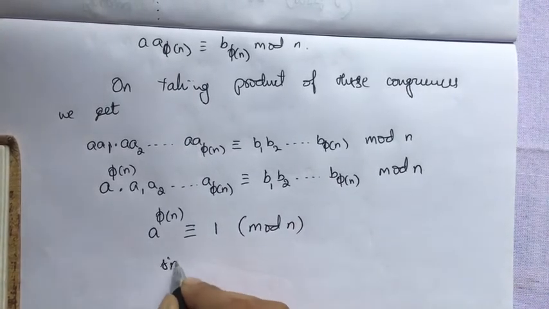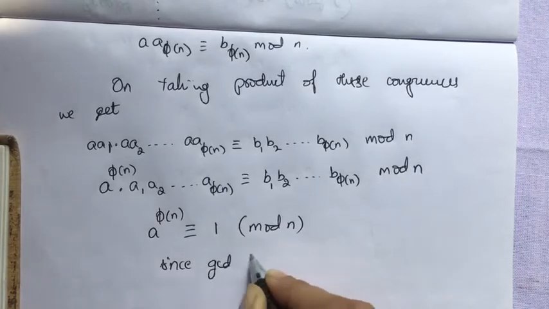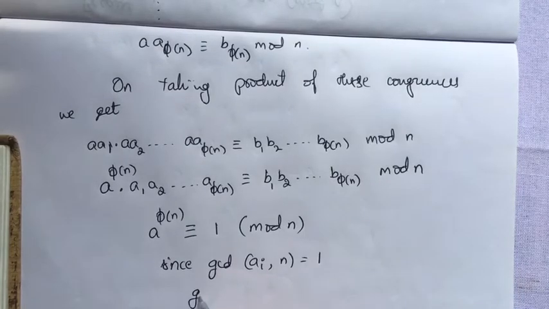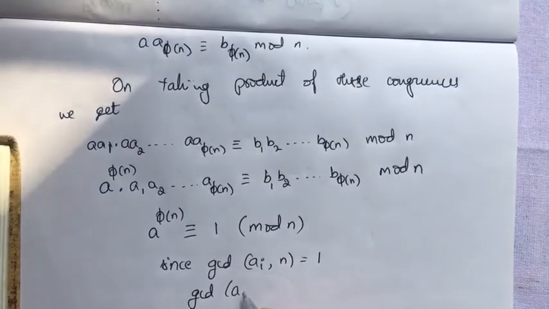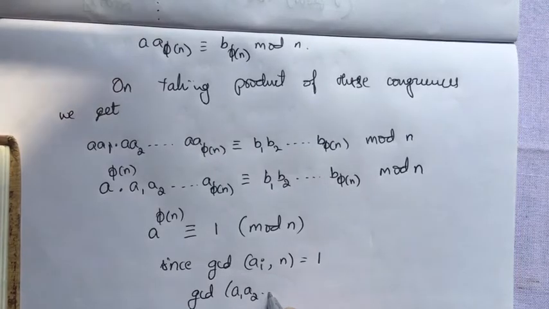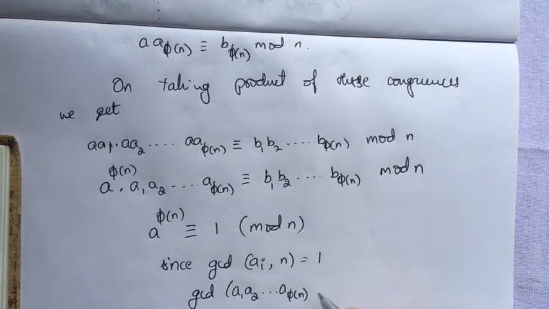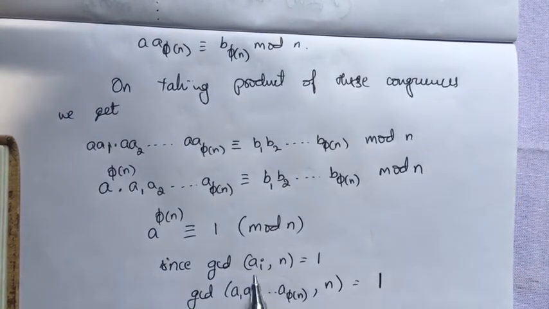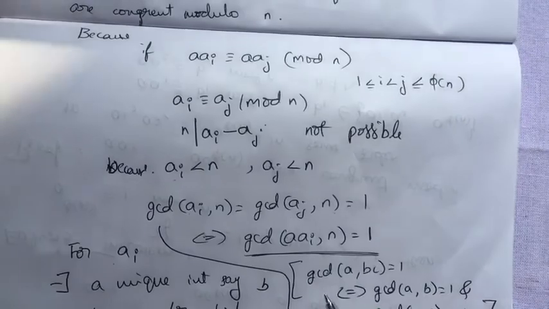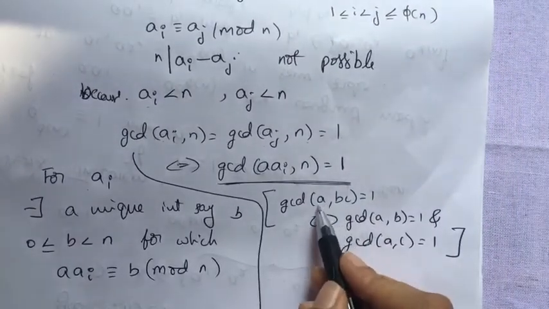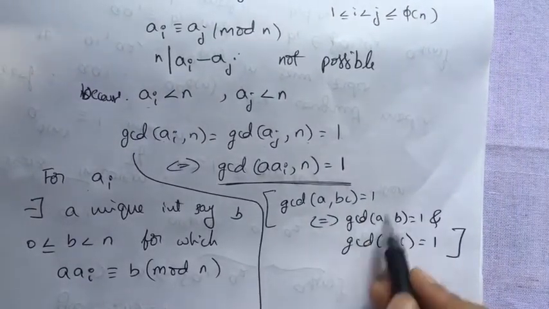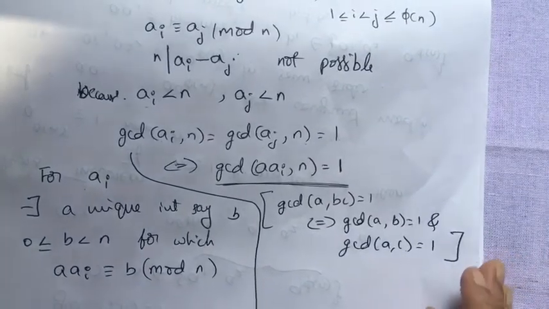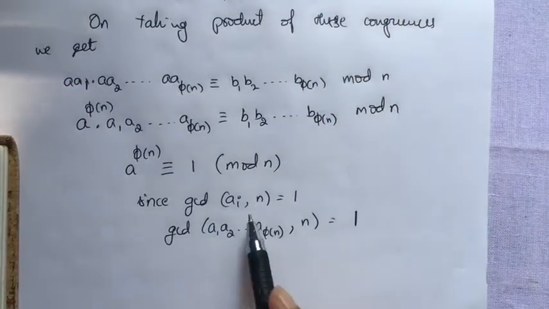Since it's mentioned that GCD of a_i comma n is equal to 1, I can write GCD of the product a1, a2, ..., a_phi(n) comma n is equal to 1. It is because GCD of a comma bc is equal to 1 if and only if GCD of a comma b equal to 1 and GCD of a comma c equal to 1. So same thing I am applying here.